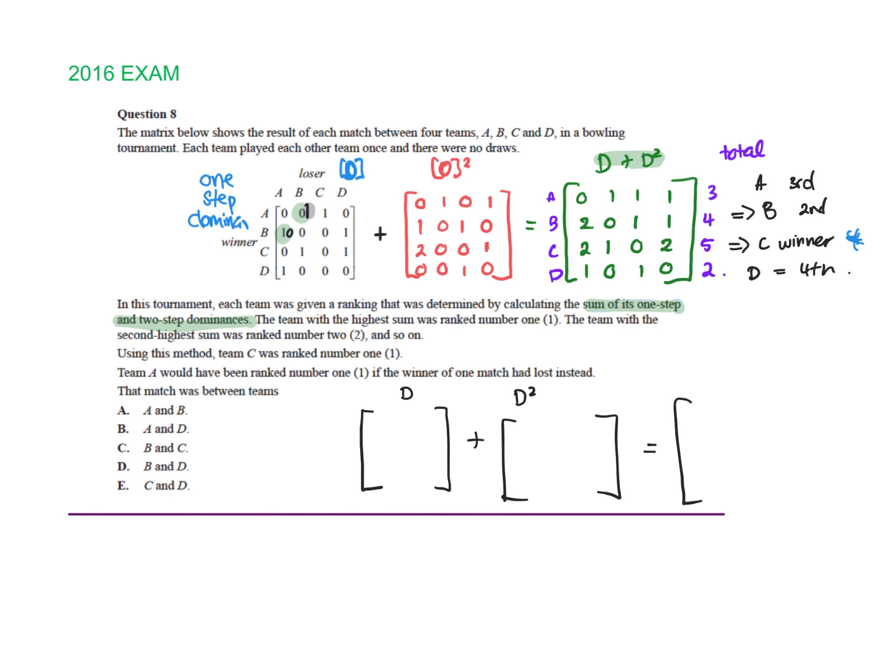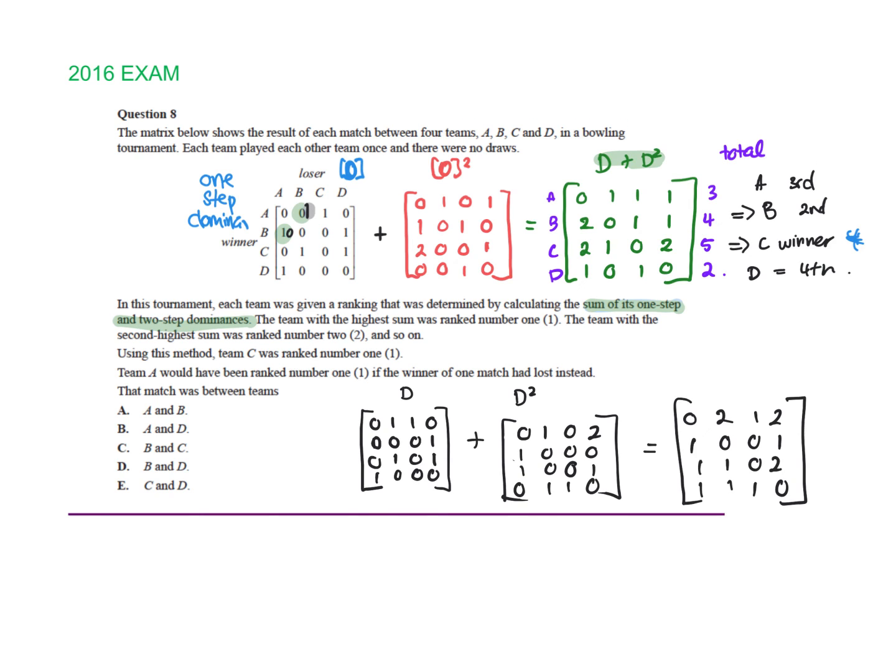So I'll pause. Okay, so we've done that on the calculator. So we swapped this game, the A and B game, and then we've squared it again, the new one, and this is our total down here now. So this is D plus D squared. If you look at our total now, we've got A on 5, B on 2, C on 4, and D on 3. So by swapping one game, it makes A the winner. So the game we swapped was A and B.